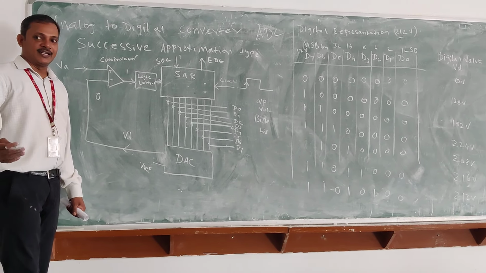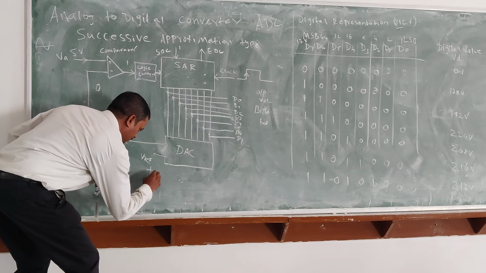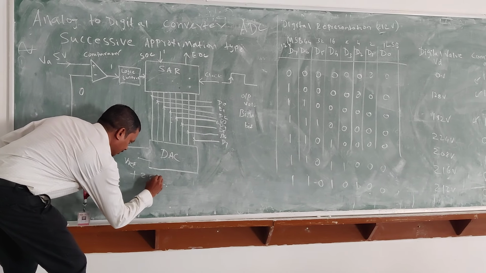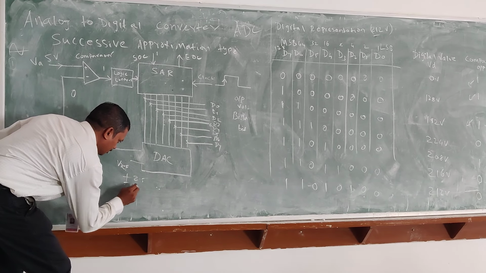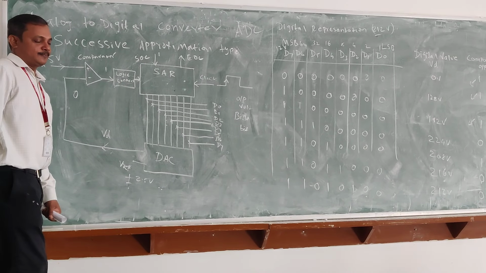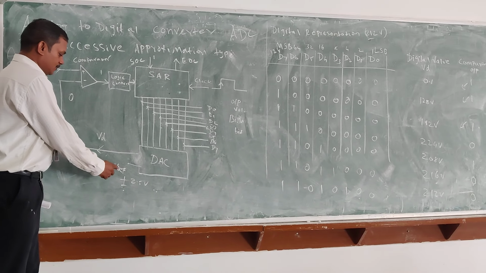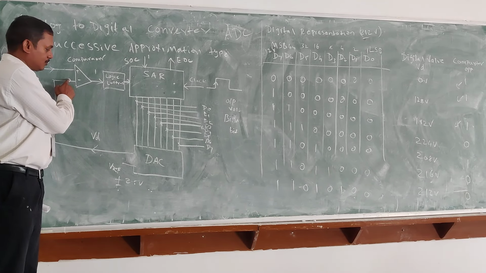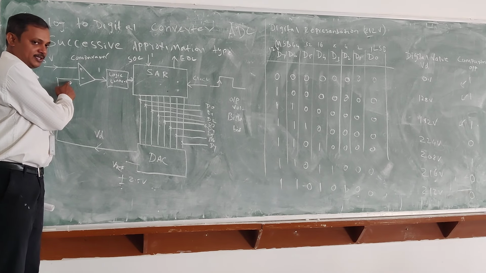For example, just imagine the input voltage is 5. I am setting the reference voltage of plus or minus 2.5 volts. What will the comparator do? It compares two signals.